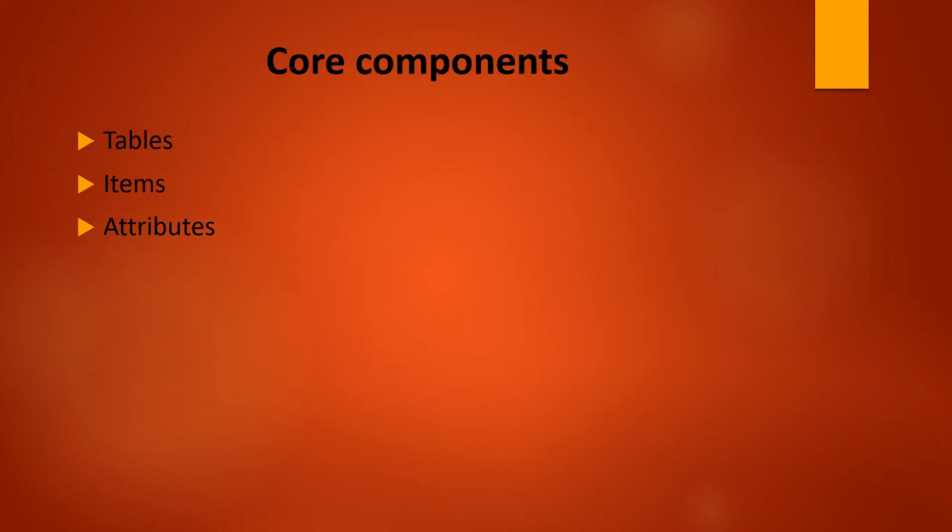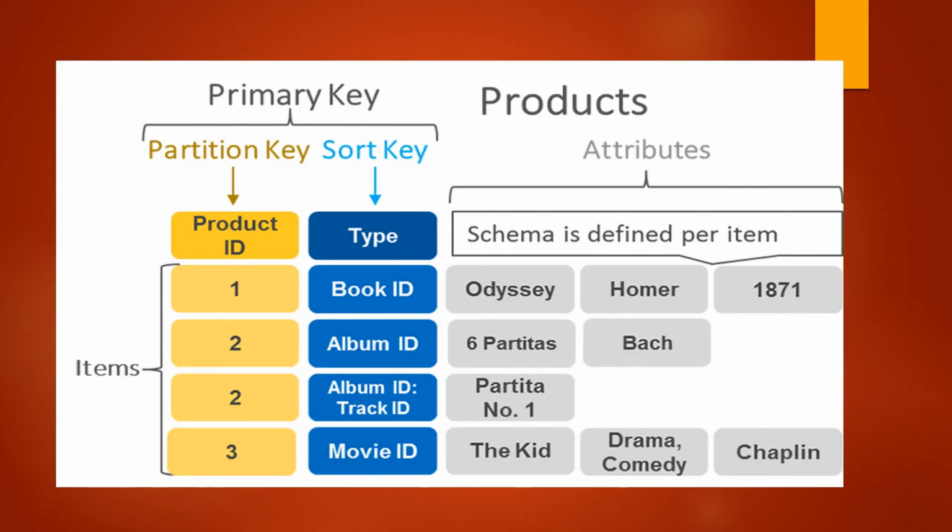So what are the core components? The first one is tables, the second is items, and the third is attributes. Let us try to understand this further. A table consists of items, as you can see here, and we have a partition key and a sort key. Both these keys are called the primary key. The primary key uniquely identifies a record. The primary key can consist of only a partition key, or of both the partition key as well as the sort key. The attributes, such as product ID and type, are nothing but attributes here. You can define as many attributes as you want. This is an example for DynamoDB.